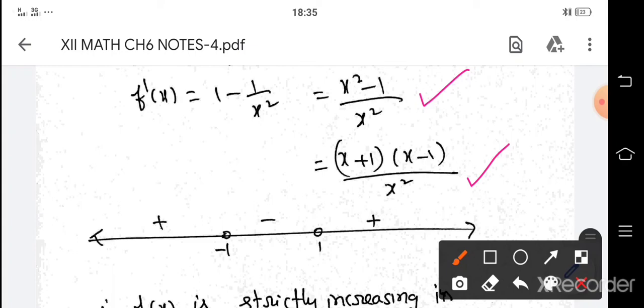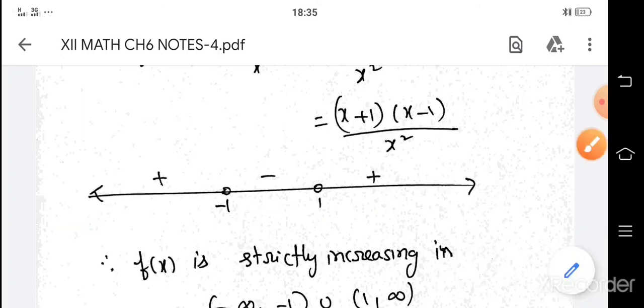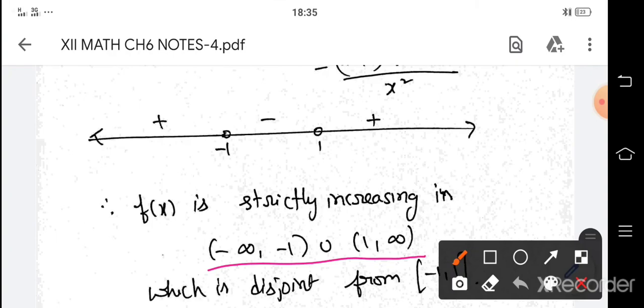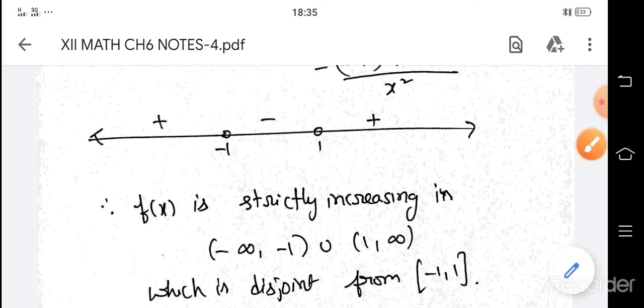The reason is I just plot minus 1 and 1. I can put 0 also, but no need; I did not put it because x has a square. So the sign is plus, minus, plus. So it is increasing from minus infinity to minus 1, and from 1 to infinity it is increasing. Strictly increasing means I should take open intervals which are disjoint from this. We cannot take this one; I am not including this one, I am just neglecting it. That is, this interval is nothing but disjoint from minus 1 and 1. So hence proved.